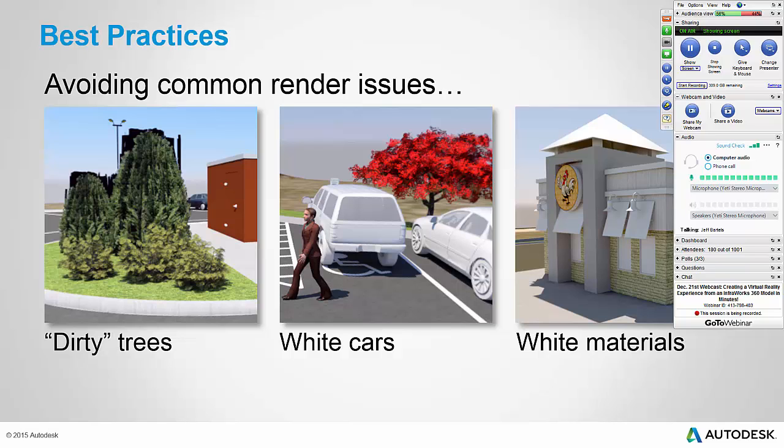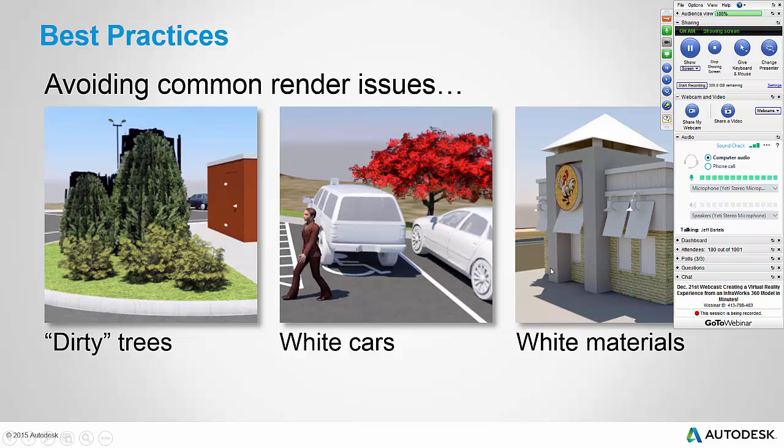Next, I'd like to talk about some best practices. Like I said, I've done several of these over the last couple months, and I've seen some things that I wanted to correct. We're going to look at a couple of them here. One I like to call dirty trees. You can see in my rendering here, it looks like somebody took a black Sharpie and scribbled up and down above these trees. Another one is white cars. Sometimes you render a parking lot scene and some of the cars render white and some of them render perfectly. You may wonder why that is, so we're going to address that.